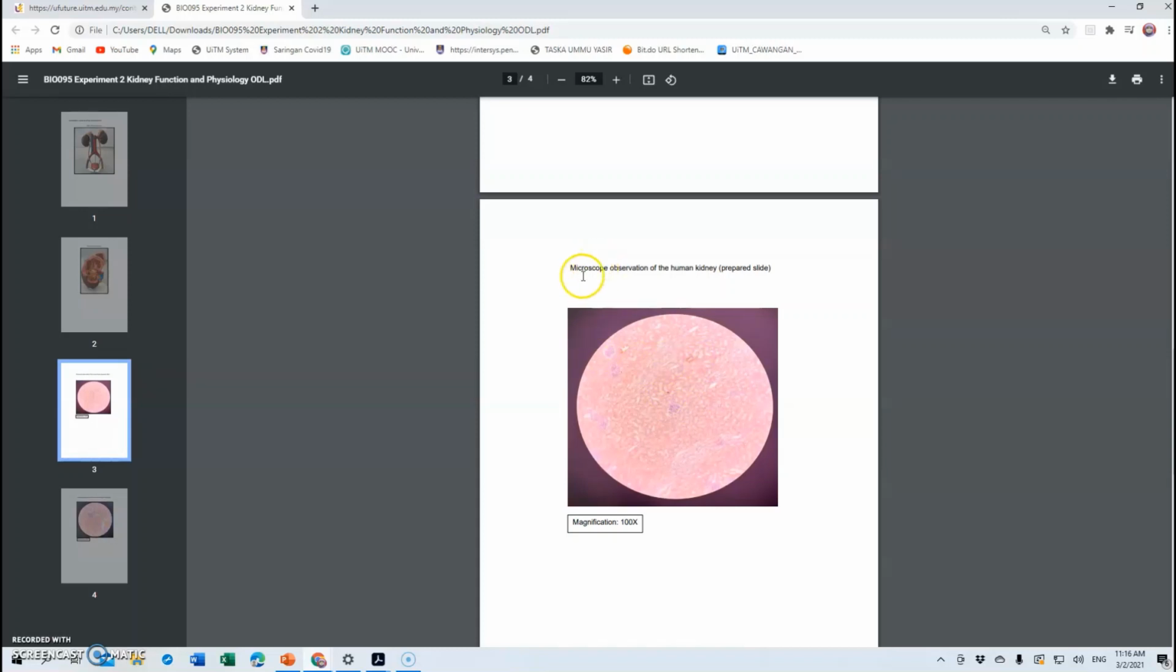So the third image that you have to observe is the microscope observation of the human kidney.